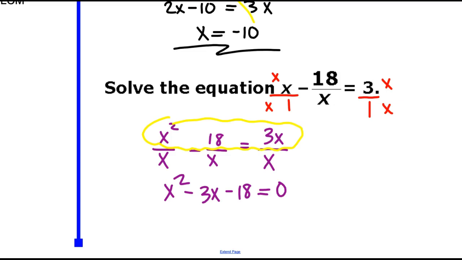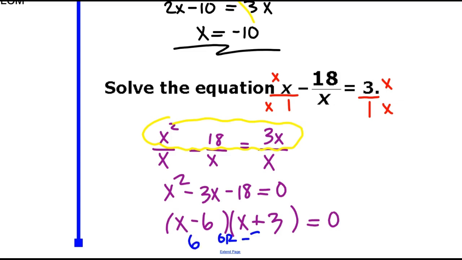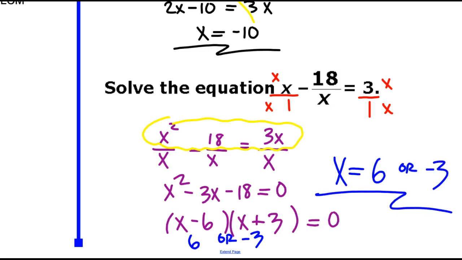All right, this one factors. We got x minus 6 and plus 3, I believe. Agree? Yep. Okay, now my solutions are going to be 6 or negative 3 unless one of those makes a denominator 0, which they don't. So my answers are x equals 6 or x equals negative 3. Ta-da! Pretty neat, eh?